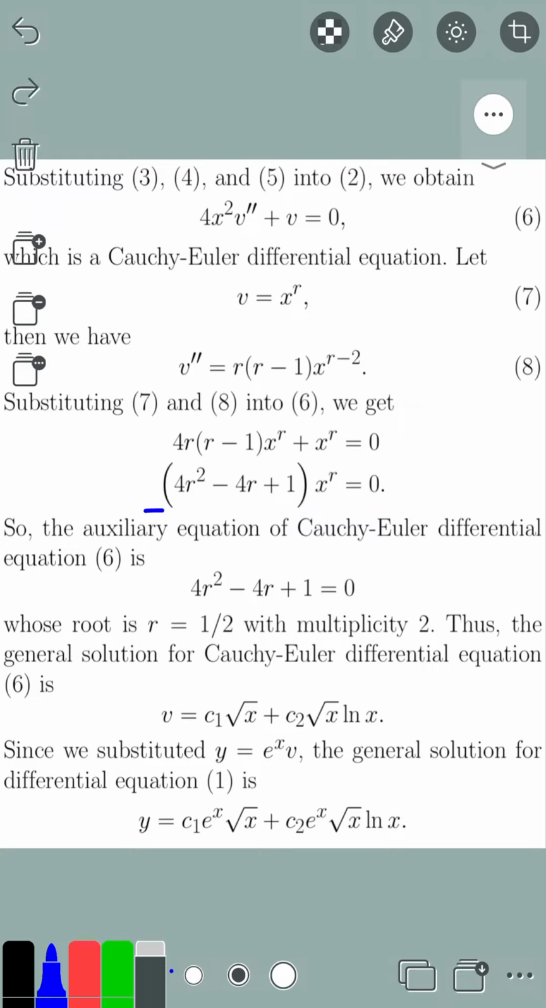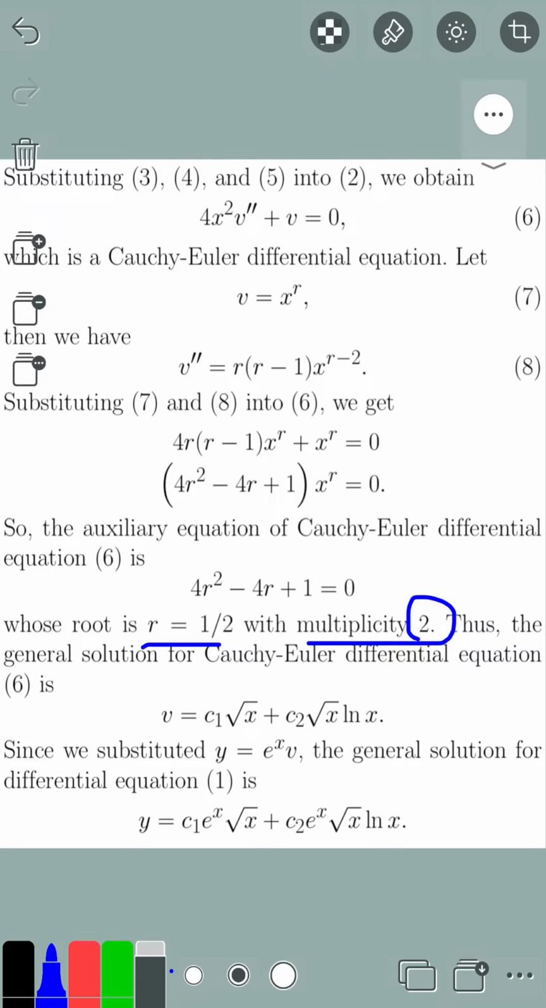Since this is equal to 0, the auxiliary equation of this Cauchy-Euler differential equation, 4x squared times v double prime plus v is equal to 0, is 4r squared minus 4r plus 1 is equal to 0. The root of this auxiliary equation is r is equal to 1/2 with multiplicity 2.